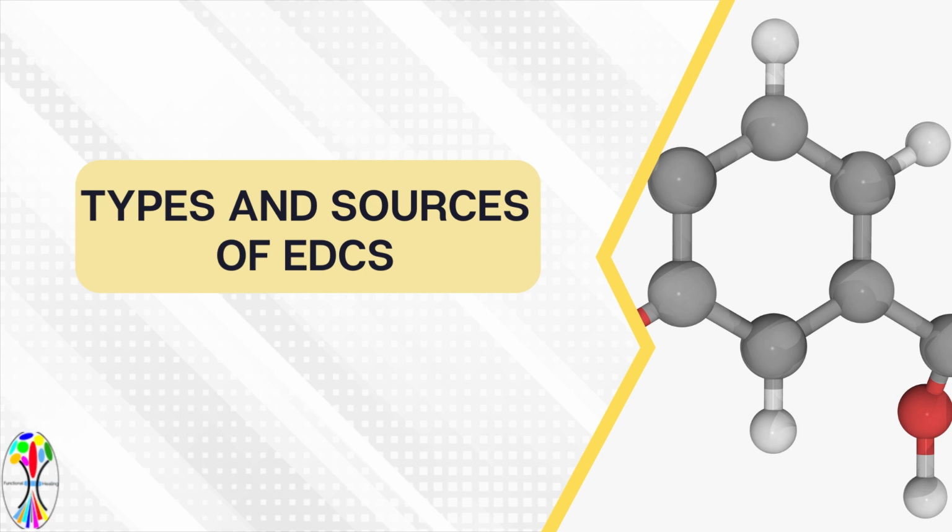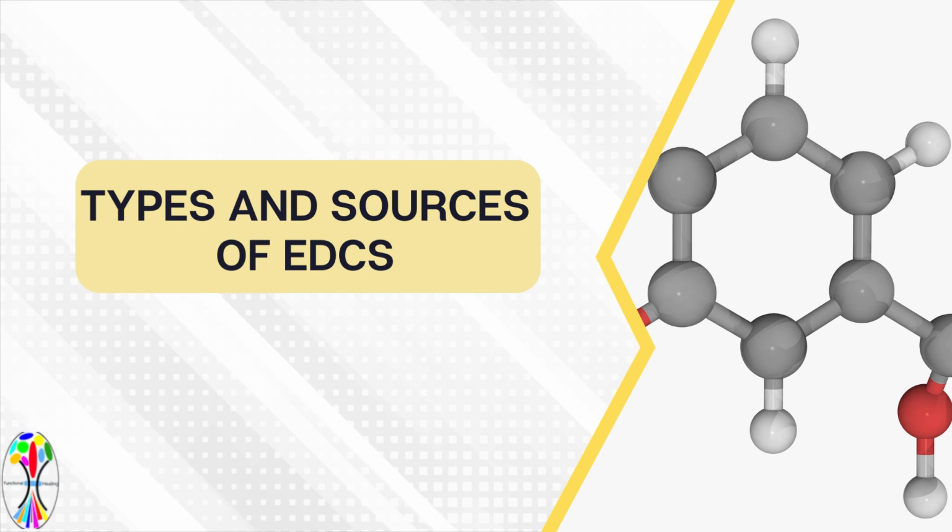So the question is, what are the types and sources of endocrine disruptors? The first and foremost is industrial endocrine disruptors. These are found in various industrial products and materials, including plastics, lubricants, flame retardants, and solvents. A very important industrial endocrine disruptor is BPA or bisphenol A, which has been linked to multiple chronic diseases in humans.